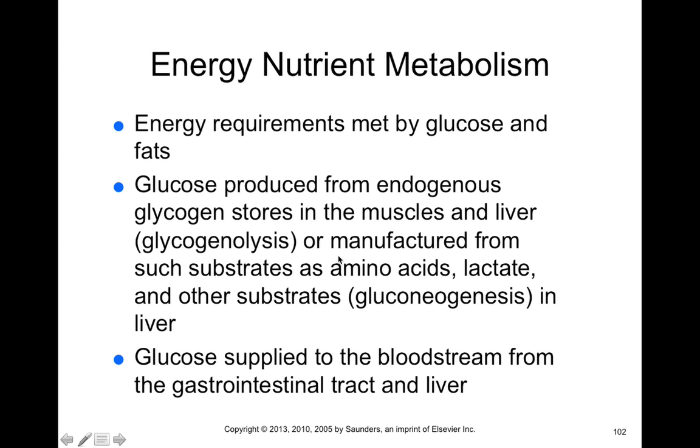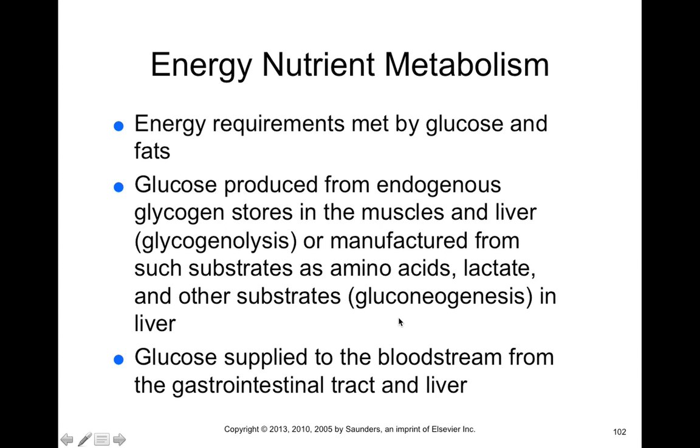Now, you can also manufacture glucose. Remember, one of the functions of the liver is to interconvert nutrient types. So your liver can make its own glucose, but not out of thin air. It has to make its glucose from things like amino acids and lactate through a process called gluconeogenesis. Gluconeogenesis means glucose. Neo means new. Genesis means to create. So gluconeogenesis means to create new glucose. You can do this from protein or amino acids and lactate, which is a metabolite of other chemicals, and your liver can make new glucose.